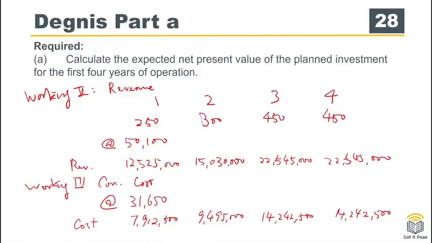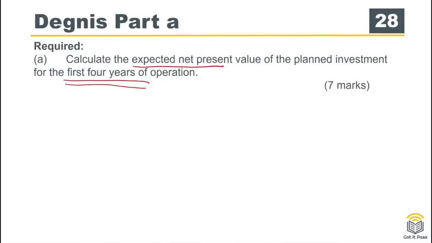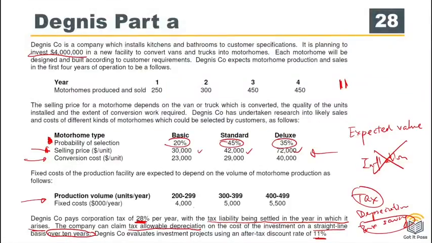It's about the fixed cost. So let's check the assumption. For the fixed cost, it's based on the units in each year. For the first year, it should be 4 million, because it's between 200 and 299. For the second year, which is 300, it should be 5 million. For the third year and fourth year, it should be 5.5 million. It's given based on the questions.